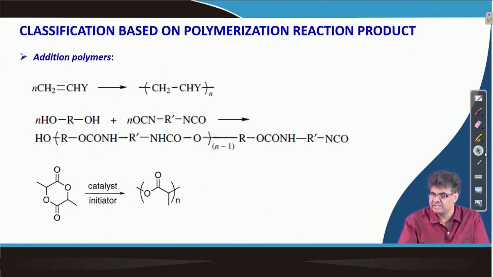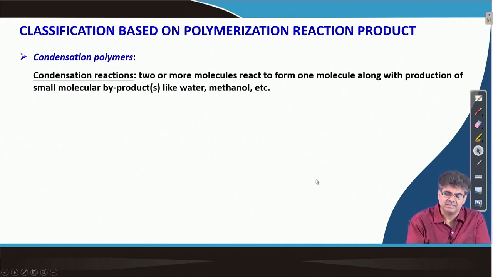So if we move on, we go to the next type of polymers, which is condensation polymers. And for condensation polymers, we know again from the organic chemistry definition of condensation reaction that if two or more molecules react to form one molecule along with production of small molecular byproducts like water, methanol, etcetera, then we call this a condensation reaction. So, the polymers which form along with byproducts like water or methanol or some other small molecule, we call polycondensation products or condensation polymers.